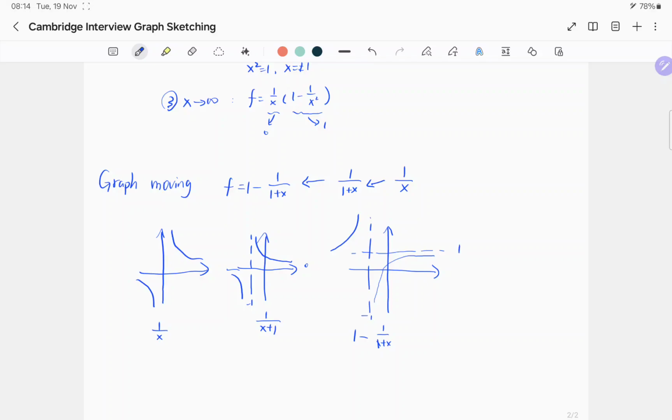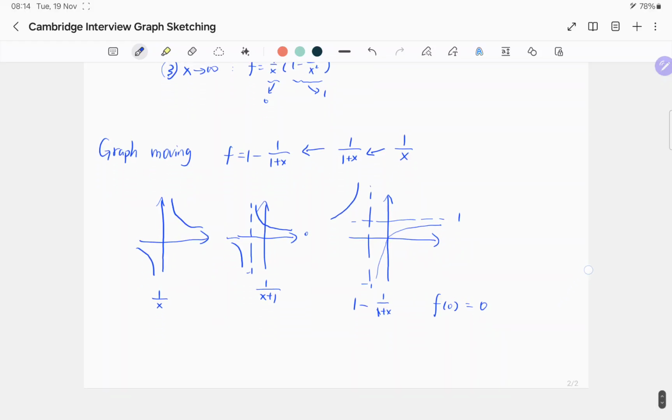You want to know what the value is at 0, because it is important at this point. So f(0) is actually equal to 0. So you need to adjust this graph a little bit. So the graph looks like this, and you did that.